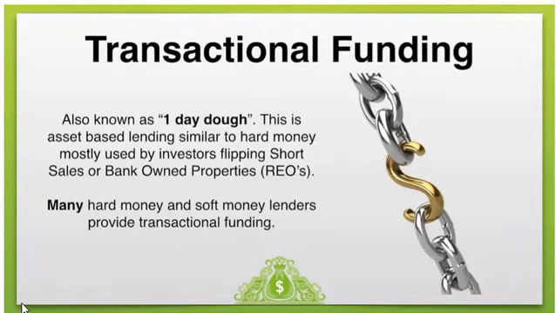Here's how it works. Imagine you find a short sale on the MLS that you believe is a great deal. It's offered for $100,000, and you think that you can get the bank to accept $70,000. Once the property is repaired, its after-repaired value is somewhere around $160,000.